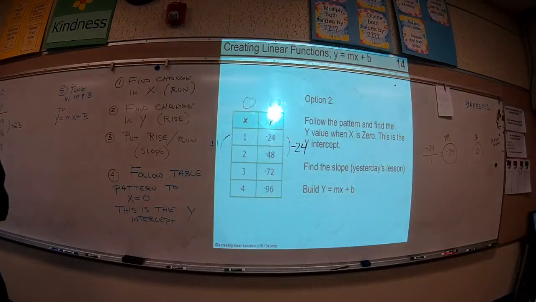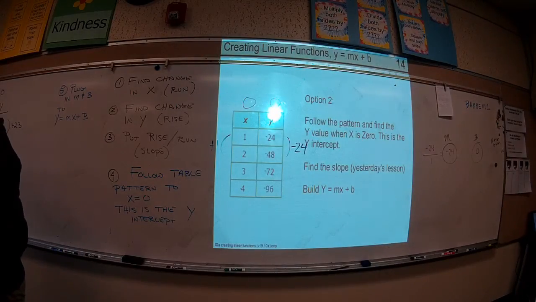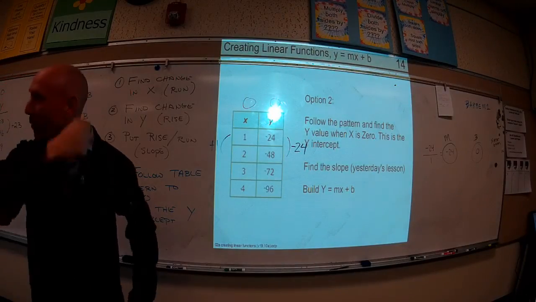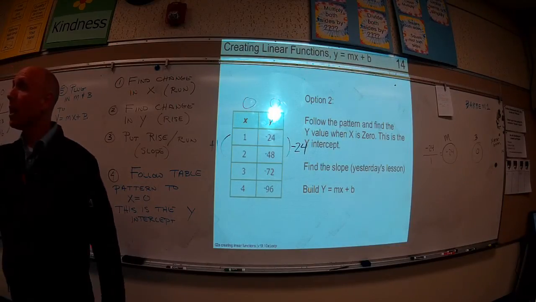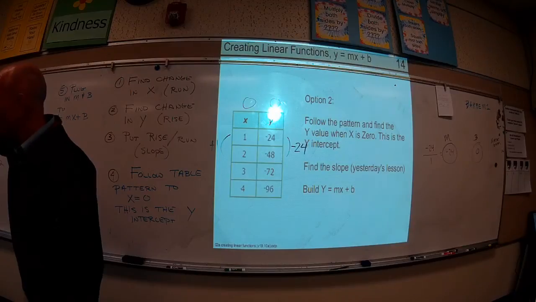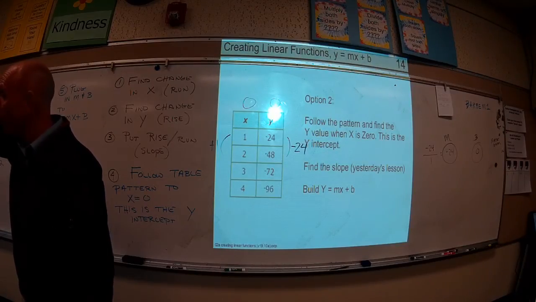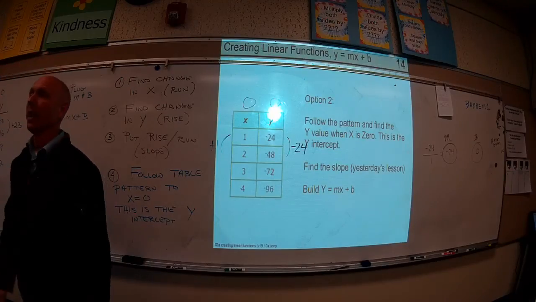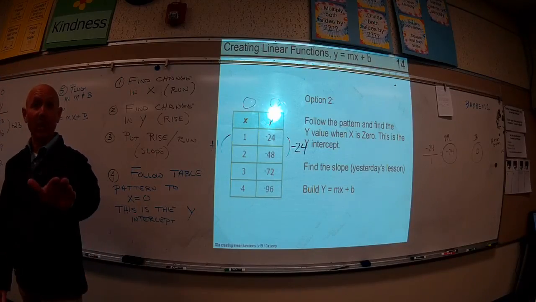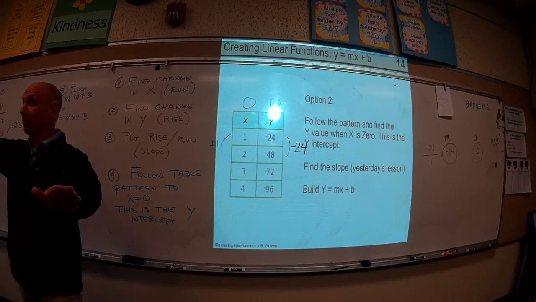Griffin, sing! We will do this for the rest of the period. Y equals negative 24x plus 0. Brayden, you have to sing. We do this the entire period. This time, everybody sing. You will not start on the homework until we do this.